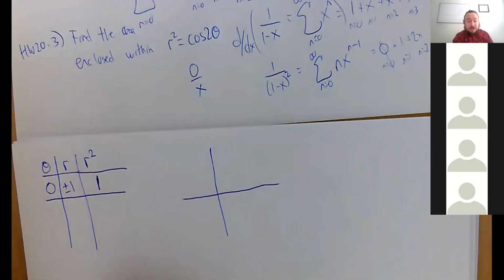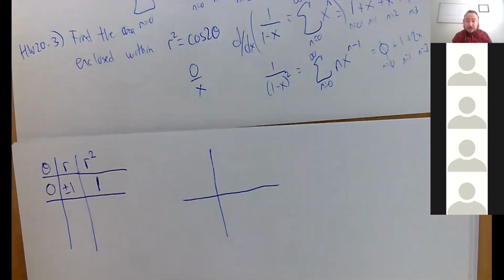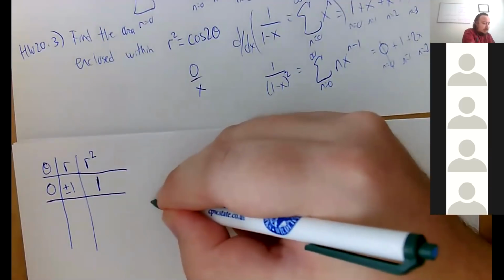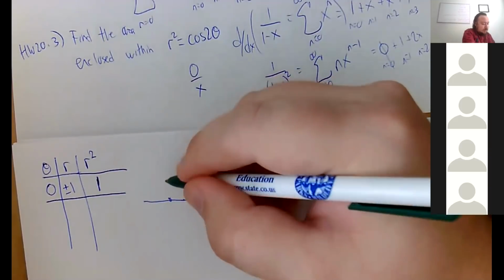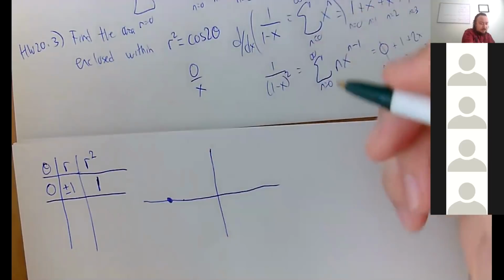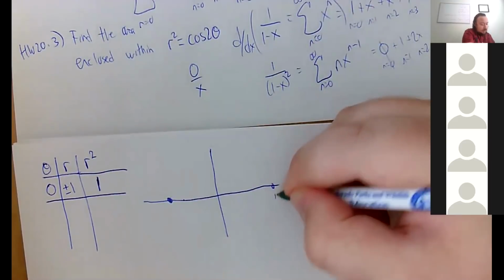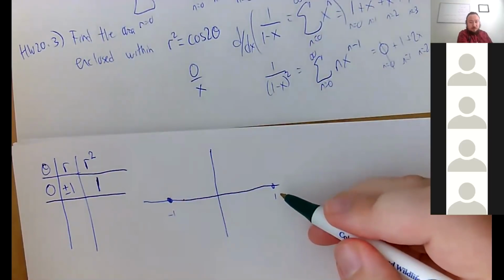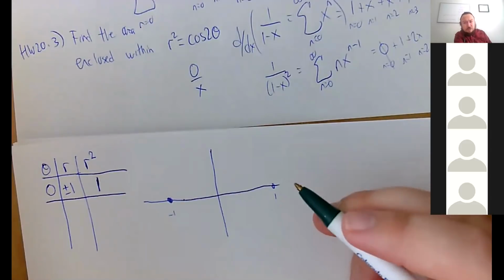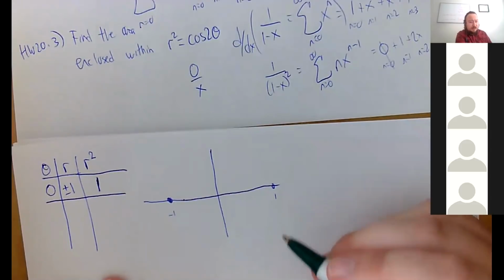Both of those points would be acceptable, and both are actually on the graph. So I'm going to have r as -1 at theta equals 0 here, and then I also have it right there as well. So I'm technically drawing 2 points at once if we think carefully about this.